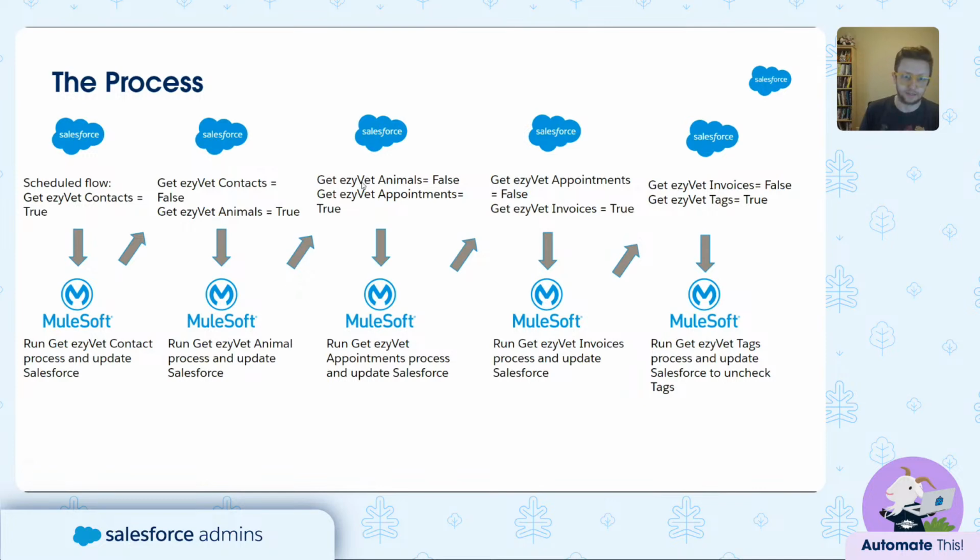MuleSoft updates the next set of fields, so animals is false and appointments is true, which then fires the next process in MuleSoft, and kind of back and forth for invoices, and then also tags.